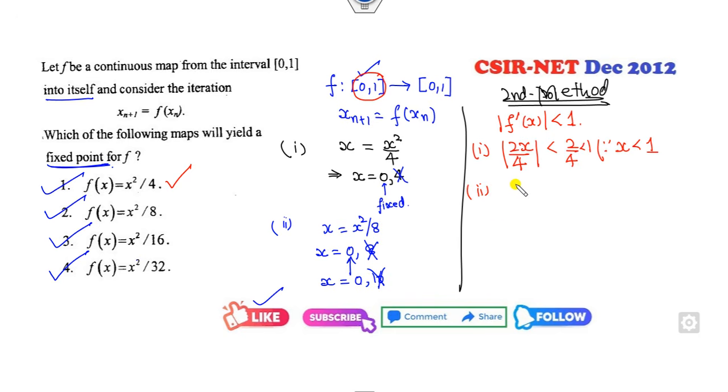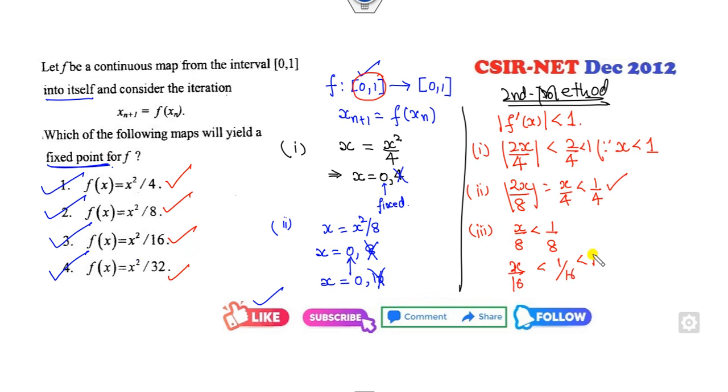What is the second option? If you take the derivative, it is 2x over 8, which is x over 4. So clearly this is less than 1 over 4. This option is also correct. If you look at the third option, it is x over 8, which is again less than 1 over 8, and it is 1 over 16. Yes, it is again less than 1. So all the options are correct answers.